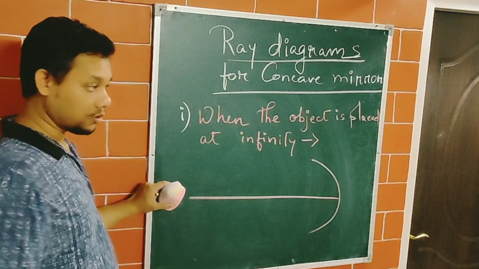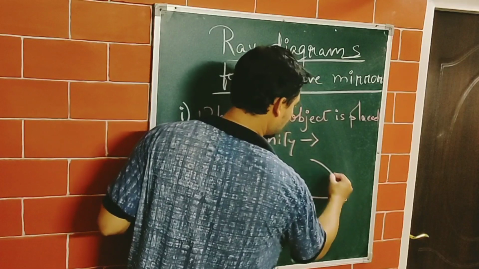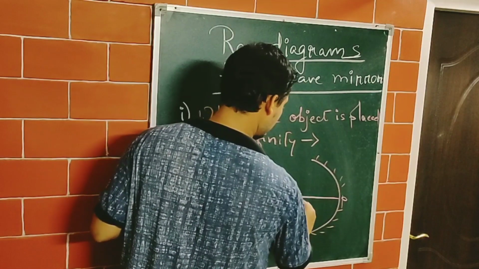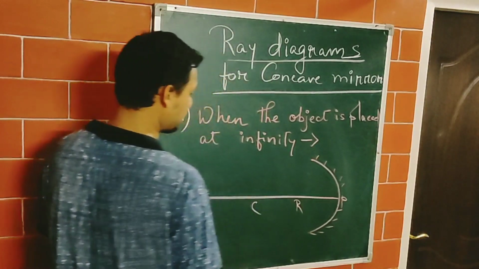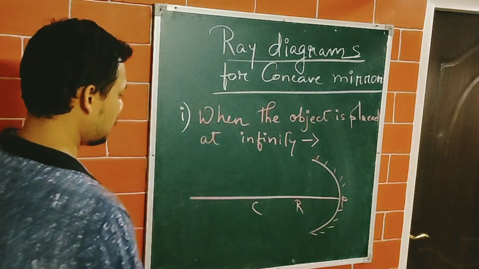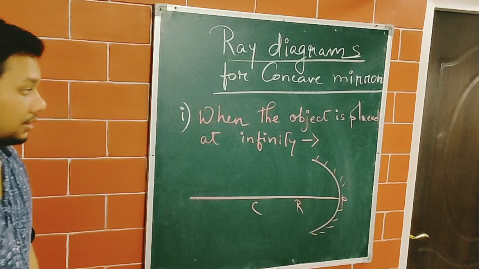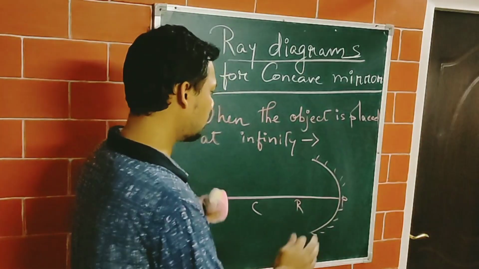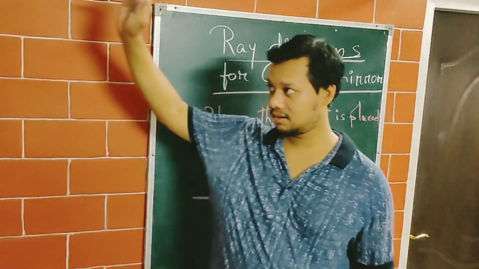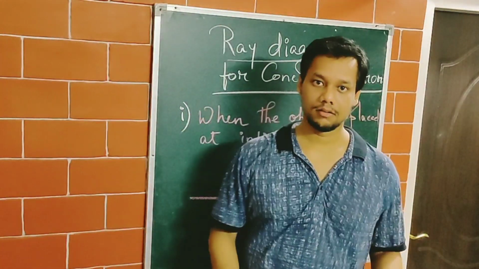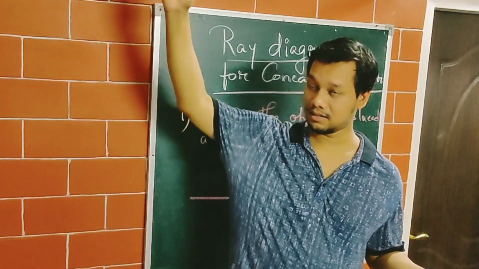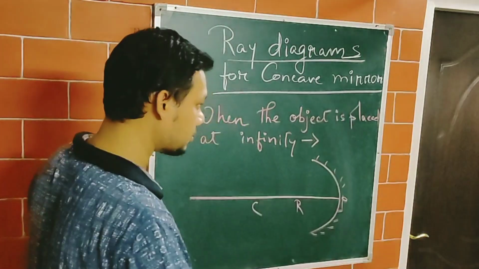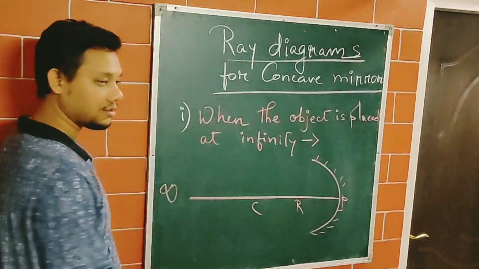Suppose this is the concave mirror. This is pole, silver outside, radius, center of curvature, and beyond center of curvature. We will place the object. One object is placed very far. It is so far, we don't know. It's like stars. So that place is called infinity. First position is at infinity.